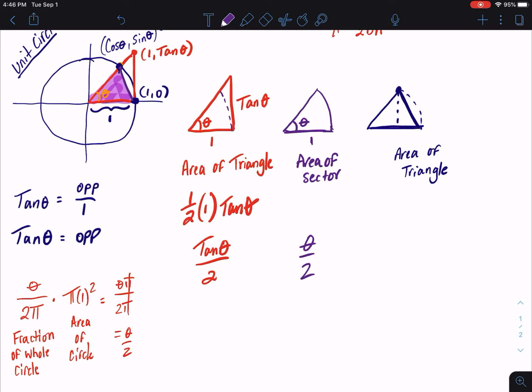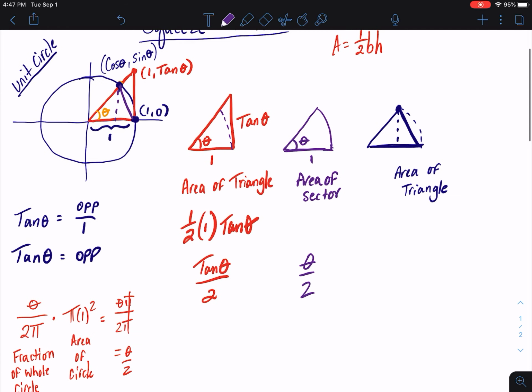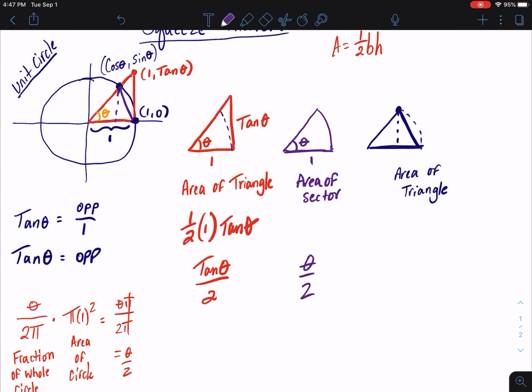And so when we're looking at this triangle, if we draw a line straight down here, we know that that point is cosine theta, sine theta. So the height here is going to be sine theta. The base is still 1. So 1/2 base times height. So we're going to get sine theta over 2.